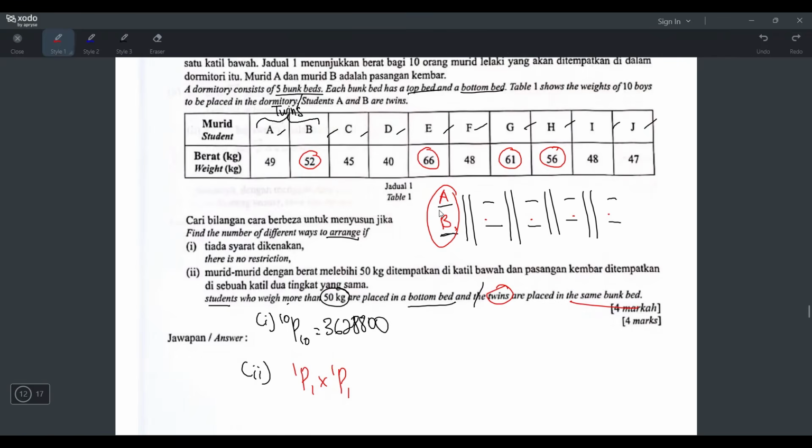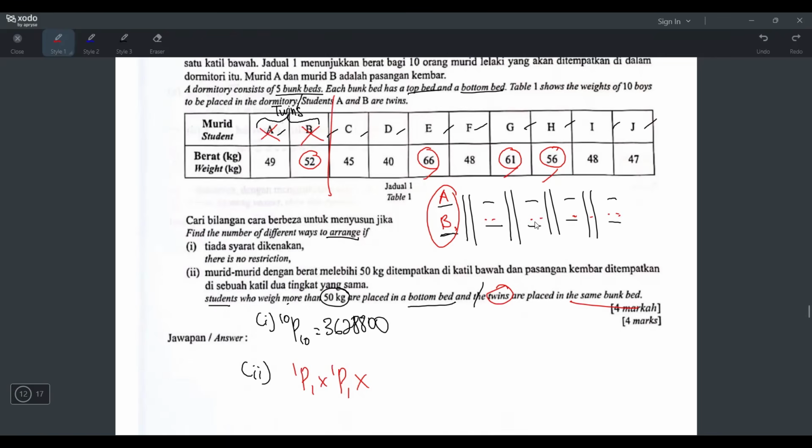It cannot be 2P2 because 2P2 means B can be at the top, but it cannot, because B has to be at the bottom because B weighs more than 50, right? And then multiply with, okay, this one I don't need to look at. I just focus on the rest here. I can see there are 3 more students that are more than 50 kg. So these 3 have to be at the lower bed.